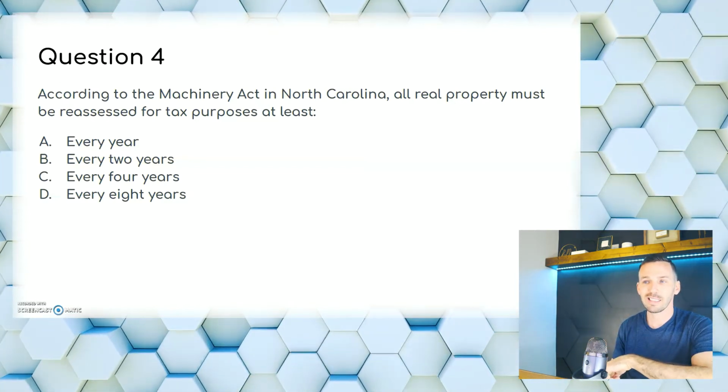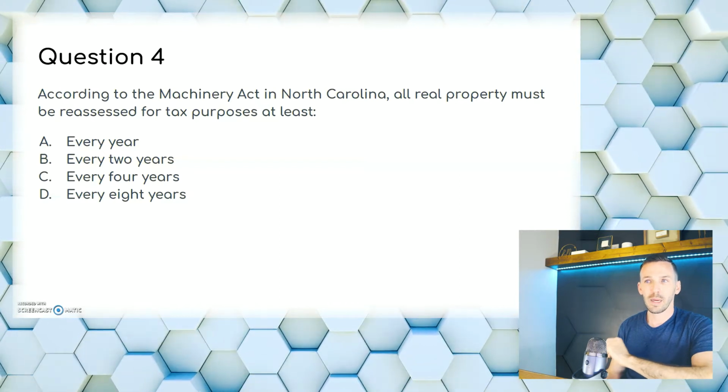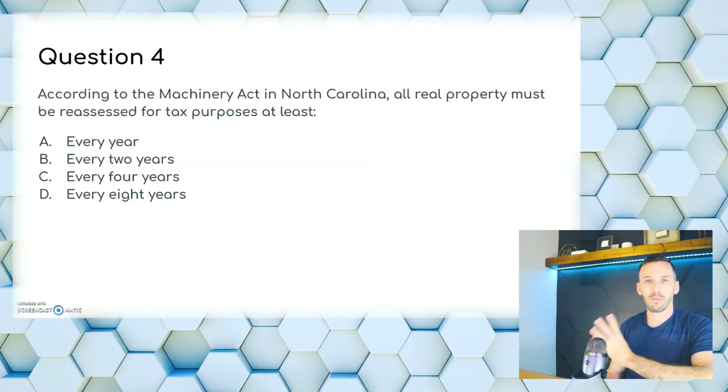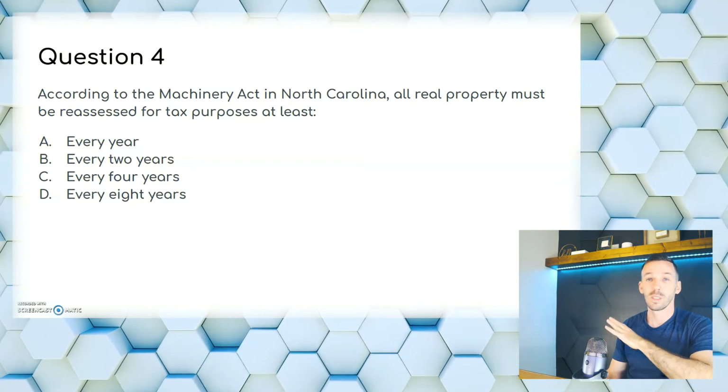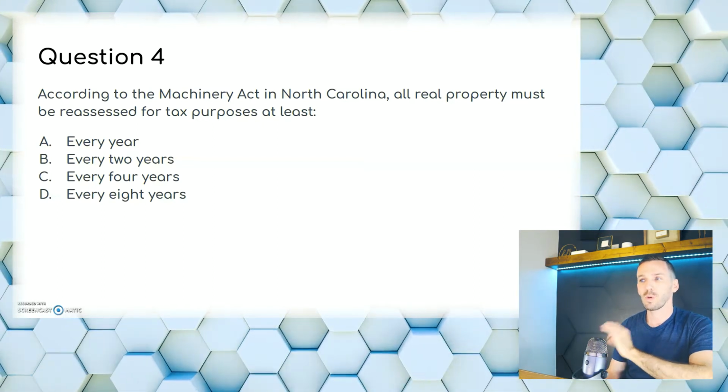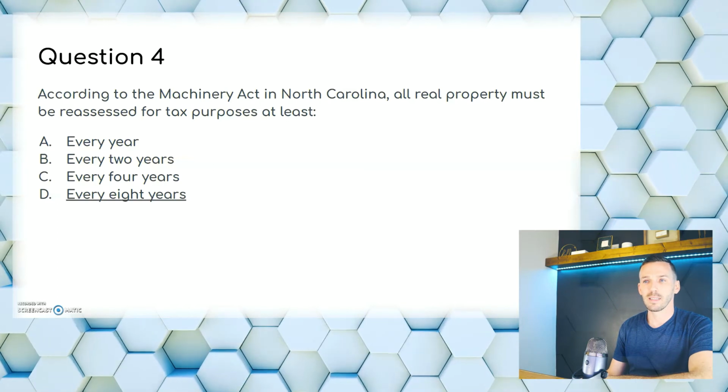Question 4. According to the Machinery Act in North Carolina, all real property must be reassessed for tax purposes at least A, every year, B, every 2 years, C, every 4 years, or D, every 8 years. So we just covered these here. 8 years is when all property must be reassessed. The answer is D.